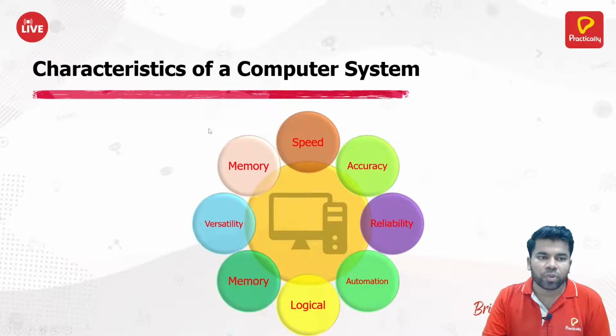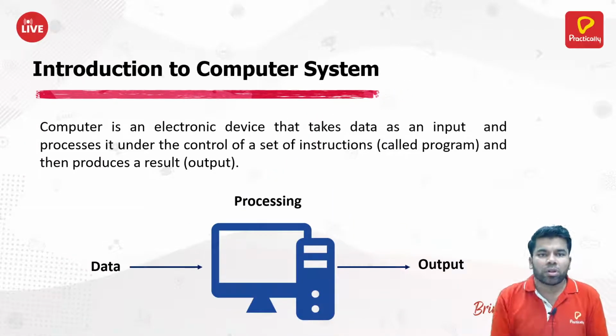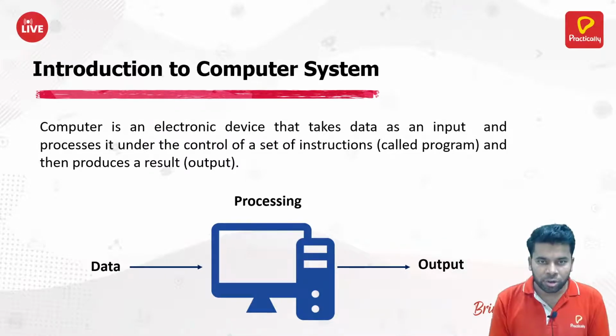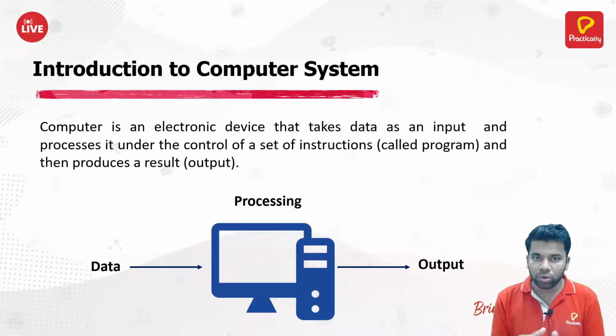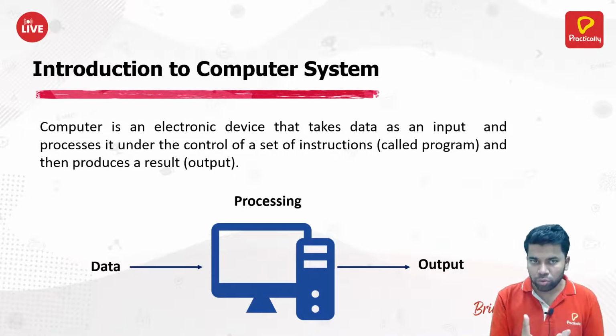So a computer is an electronic machine. I am repeating it once again. A computer is an electronic machine which accepts data as input, processes that data, and gives us a meaningful result. Take the example of a mixer grinder. We put some fruits in as input, it processes them, and we get the juice. In the same way, we give data as input, and the computer processes that data and gives us a meaningful result.